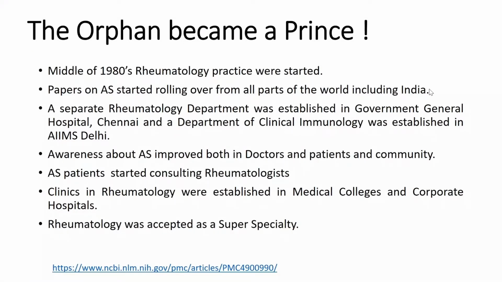In the middle of the 1980s, rheumatology departments were started and rheumatology practice was also started. Papers on ankylosing spondylitis started rolling in from all parts of the world, including India. The first paper on ankylosing spondylitis was published by Professor Deodhar from PGI Chandigarh. A separate rheumatology department was established in Government General Hospital, Chennai, and a department of clinical immunology was established in All India Institute of Medical Sciences, Delhi.